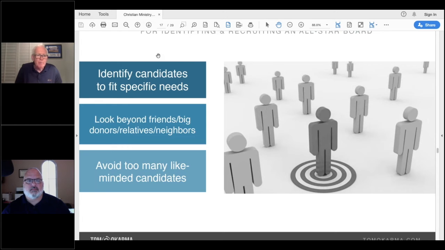Look beyond friends, big donors, relatives, and neighbors. If they don't work out well, you've got a problem telling your brother-in-law or sister-in-law that you're not going to extend a second term to them, or asking them to step down. Same with neighbors. So there is a business piece to this, which sometimes gets lost. Truly, most ministries are run from the heart, but you're still running a business, per se.